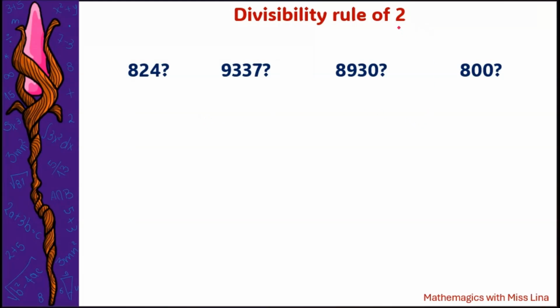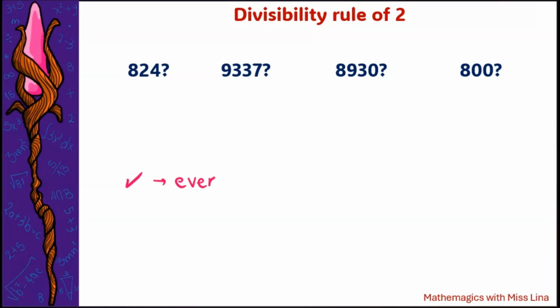In this video we're going to check the divisibility rule of 3 and 6. But first we need to remember the divisibility rule of 2 because we are going to use it for the divisibility rule of 6. So remember, for the divisibility rule of 2, a number is divisible by 2 if the number is even.